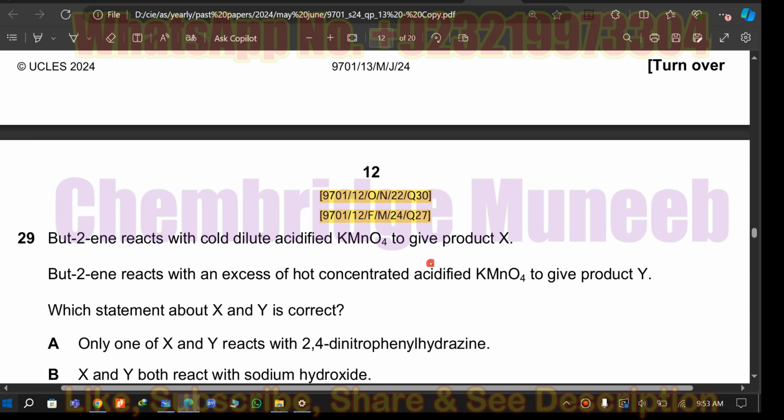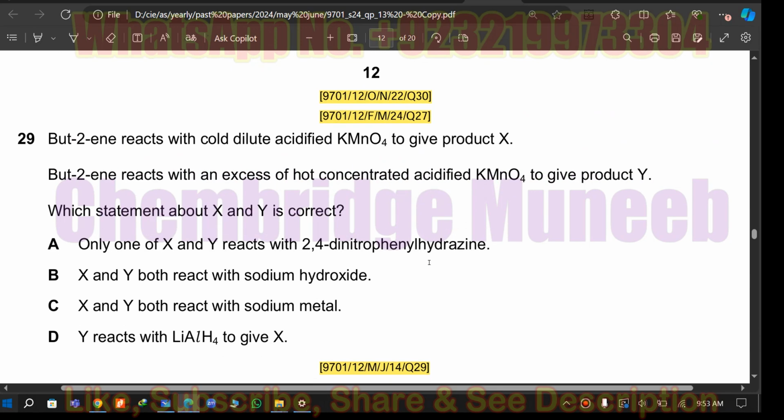Then question number 29. This question is highlighted, but it is not exactly the same as in the provided exam series, because some statements were different and some options were also different. So that's why I'm going to attempt this question by myself.